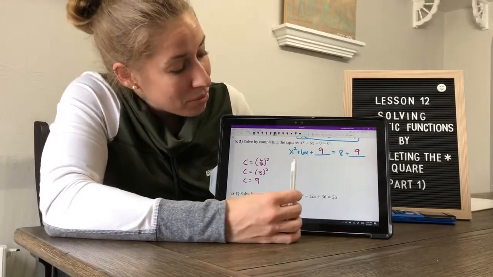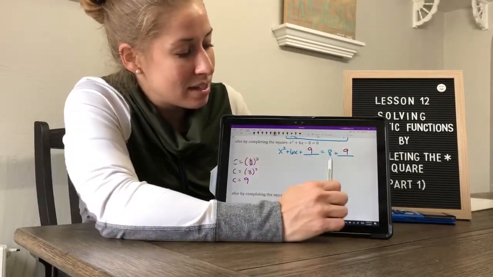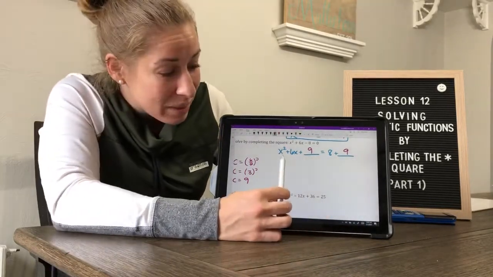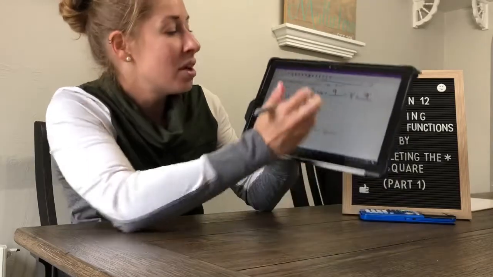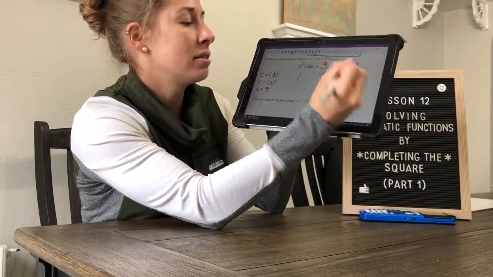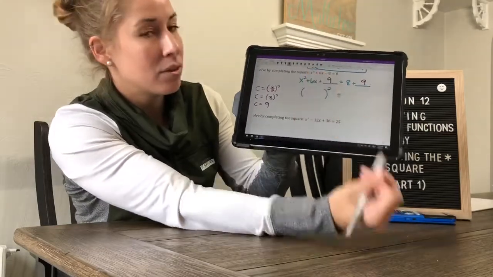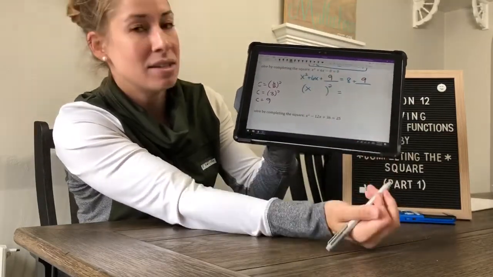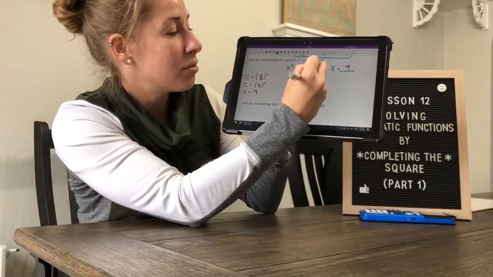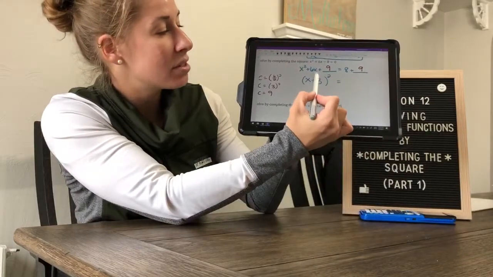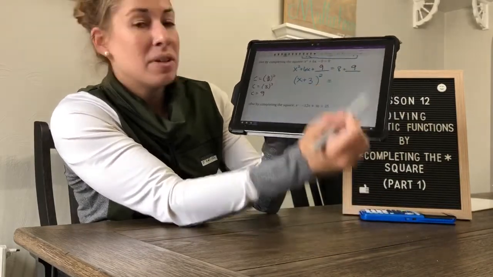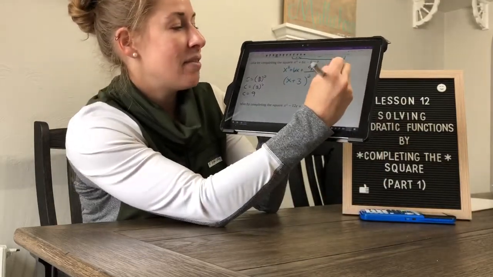And step 3, factor the left side, simplify the right. The reason that we like that left side is because we just made it a perfect square trinomial. So it factors easily to one bubble that's squared. Okay? The square root of the first term is x. The sign is a plus sign. The square root of the last term, 9, is 3. Notice that 3 is also half of 6. Equals, and then 8 plus 9 is 17.